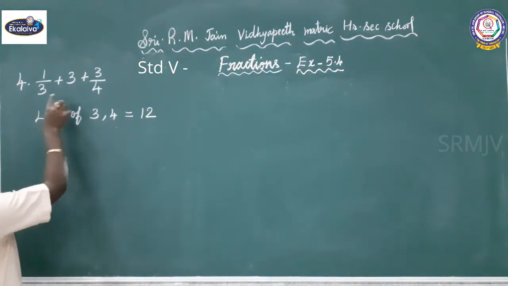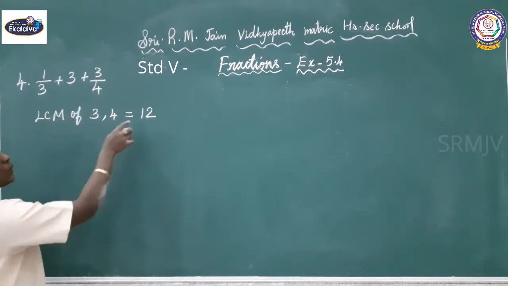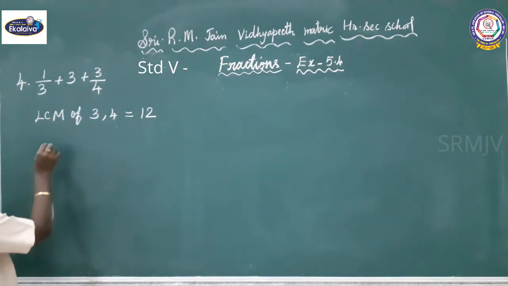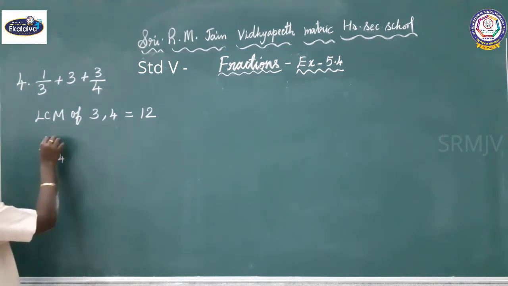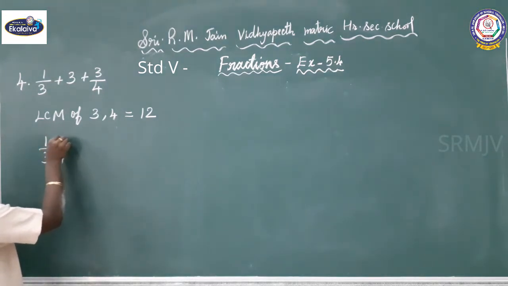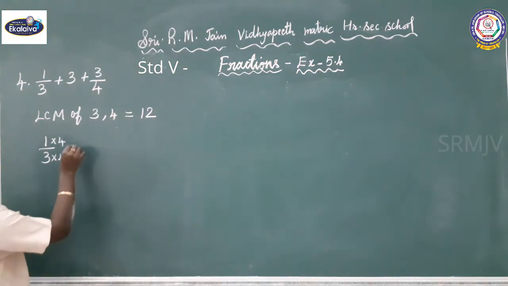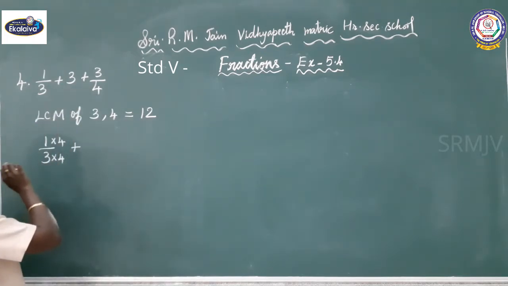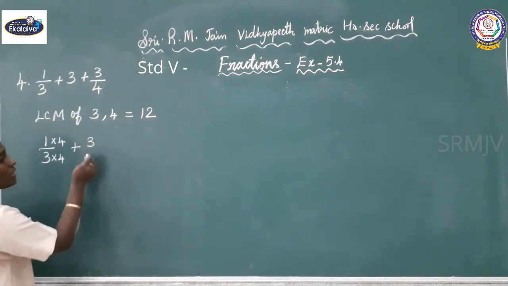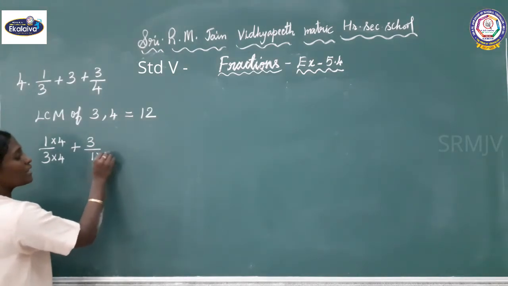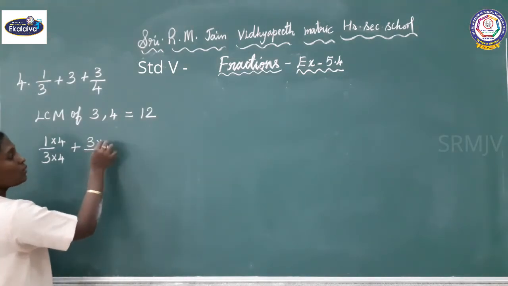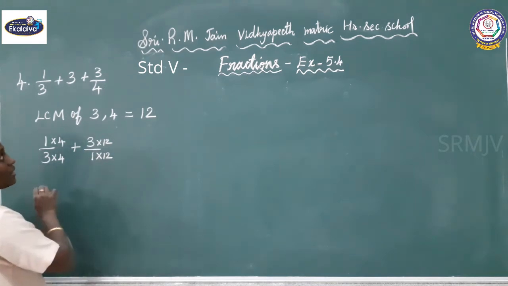So now we have to convert the given fractions with the denominator 12. The first fraction is 1 by 3. In the 3 table, when will you get 12? 3 4s are 12. So we have to multiply the numerator by the same number 4. Then the second one, whole number 3. For the whole number, the denominator is 1. Here we have to multiply it by 12.